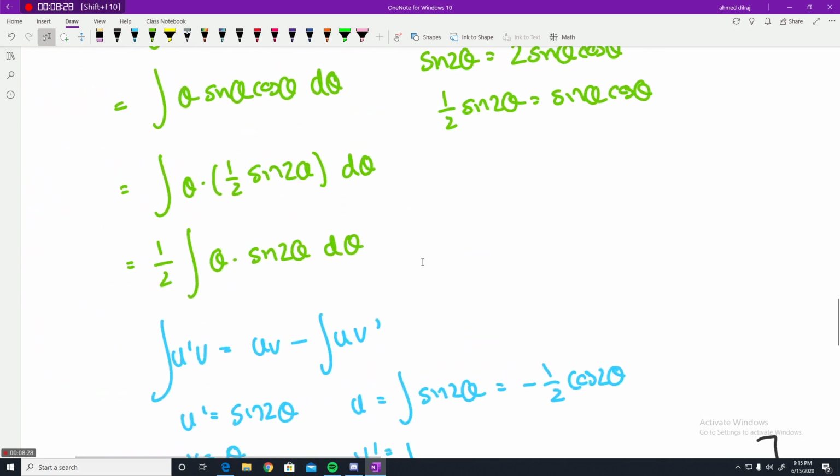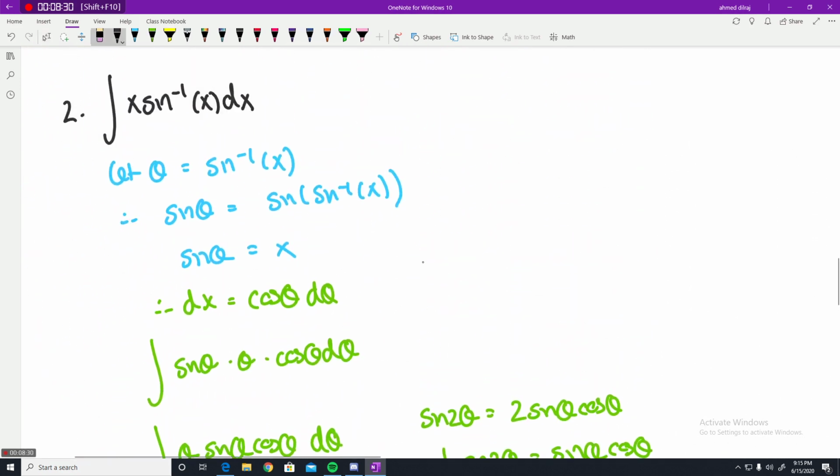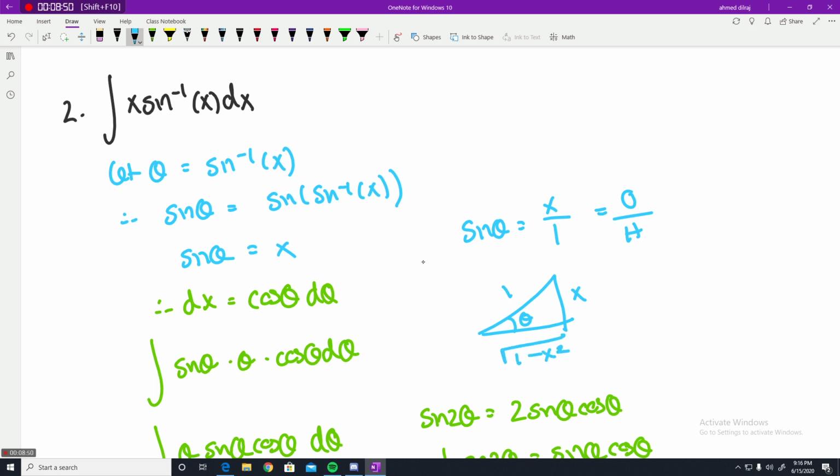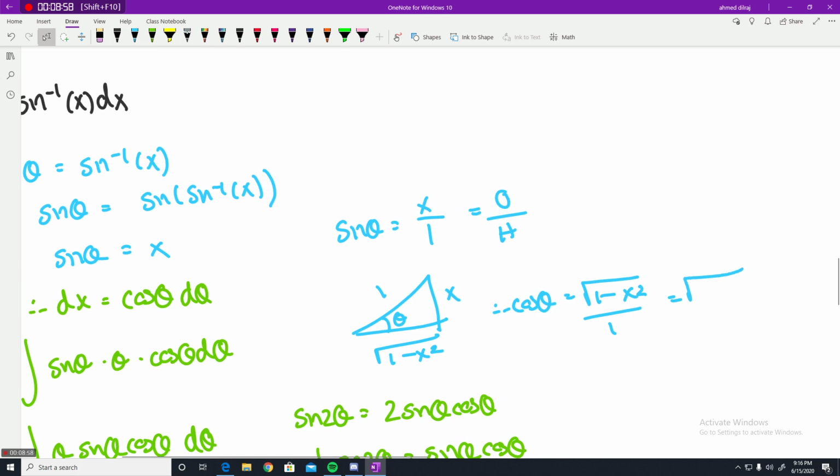So using the same strategy of the triangle from the last challenge problem, I highly recommend you watch that too. We know that sine theta is equal to x on 1, which is equal to opposite over hypotenuse, right? So from here, we know that if this is theta, then the opposite side is x and the hypotenuse is 1. So using Pythagoras' theorem, we can get the square root of 1 minus x squared here. So therefore, cos theta is equal to the square root of 1 minus x squared on 1, which is the square root of 1 minus x squared.